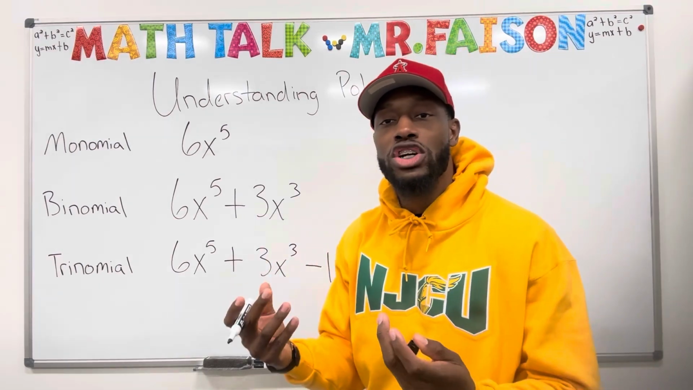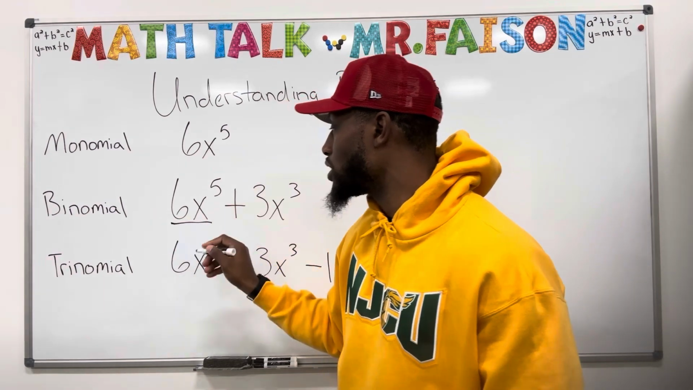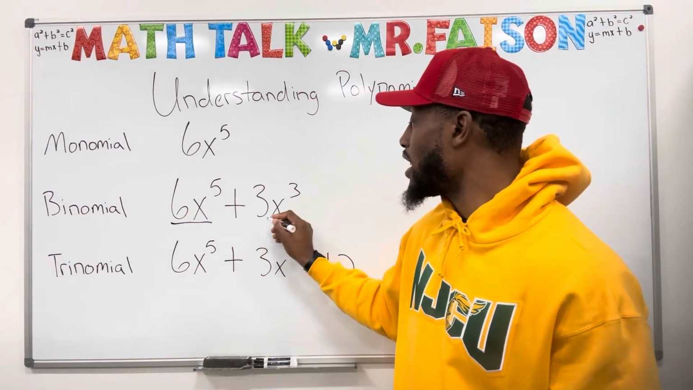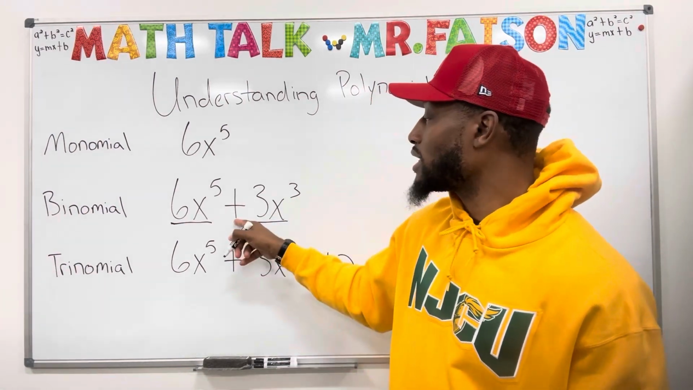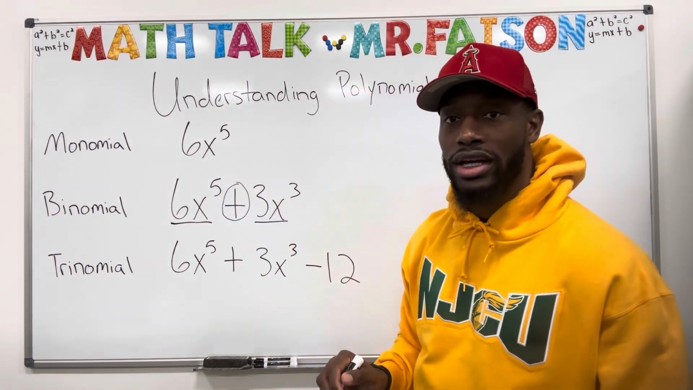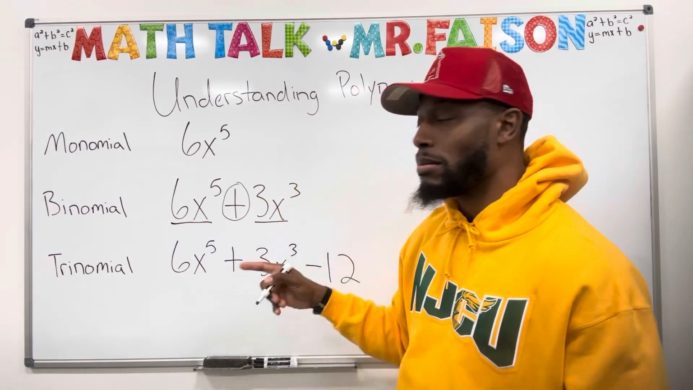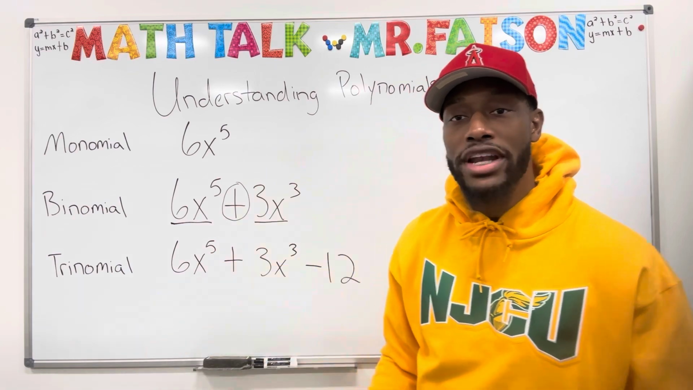I'm saying it's 2 terms, but how do I know it's 2 terms? If I look right here, 6x to the fifth is 1 term. Then I have 3x to the third, which is 1 term. We look at this plus sign as a brick wall that splits these 2 up. So that's how I know it's 2 terms, 1 right here and 1 right there. Binomial, 2 terms.